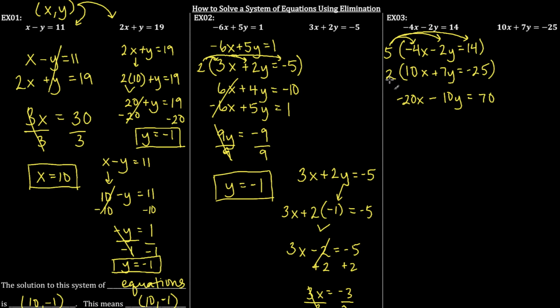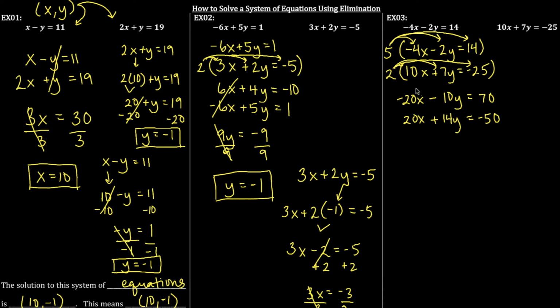All right, let's do this one. 2 times 10x is 20x. That's what I wanted it to be, so I can cross it out later. A positive times a positive is a positive 14y. And a positive times a negative is a negative 50.